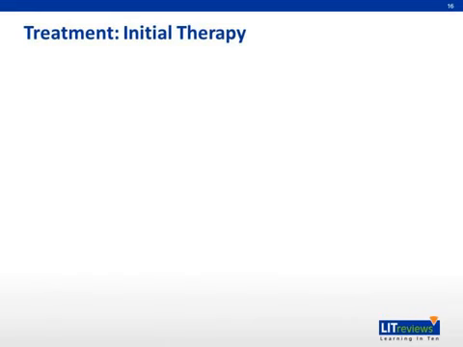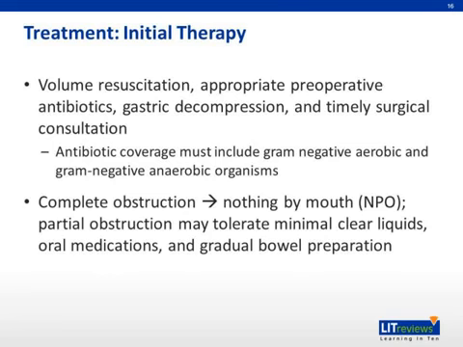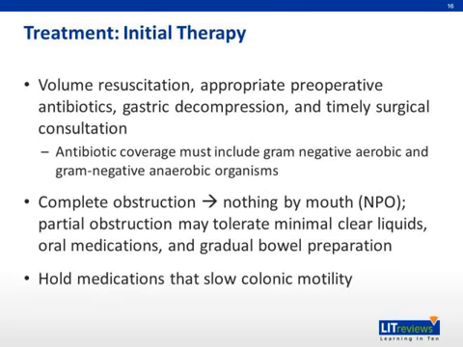Initial therapy in patients with suspected large bowel obstruction includes volume resuscitation, appropriate preoperative antibiotics, gastric decompression, and timely surgical consultation. Antibiotic coverage must include gram-negative aerobic and gram-negative anaerobic organisms. Patients with complete large bowel obstruction should receive nothing by mouth. Patients with a partial obstruction may tolerate minimal clear liquids, oral medications, and a gradual bowel preparation. Medications that slow colonic motility, including narcotics and anticholinergics, should be stopped if possible. Oral laxatives are contraindicated if large bowel obstruction is suspected.